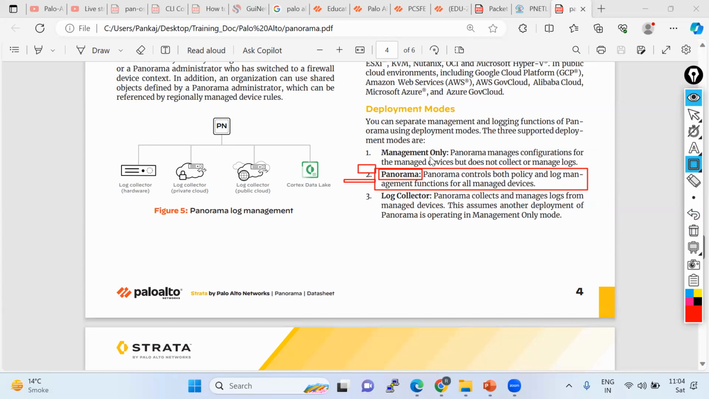We are not talking about management only, and we're not talking about the log collector only. We can do that, but the word Panorama means we have both functionalities. That's all. So both facilities are available in a single Panorama? Yes, yes. Got it.